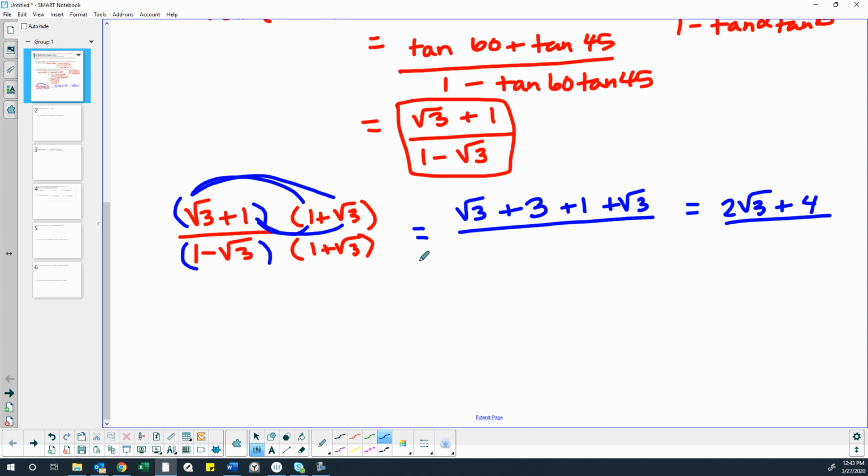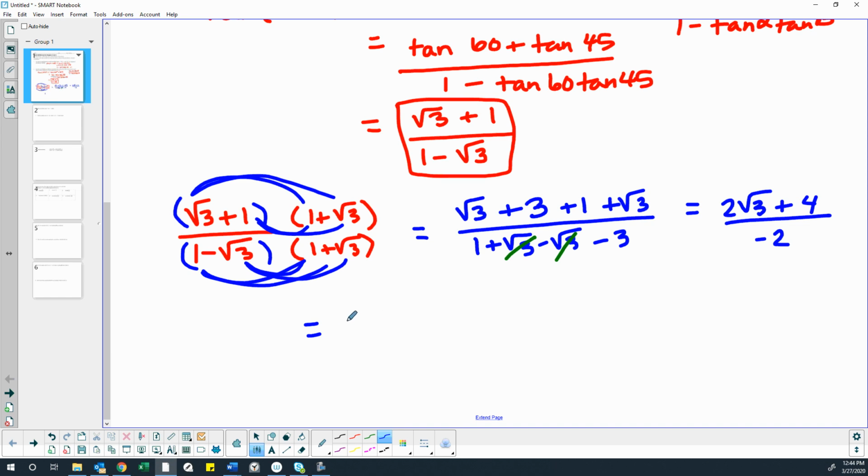The denominator, we have 1 times 1, which is 1. 1 times square root of 3, negative square root of 3 times 1, and then negative square root of 3 times square root of 3, which would be negative square root of 9, or minus 3. So these two cancel out, and 1 minus 3 leaves us with negative 2. So now we can reduce this by the negative 2.